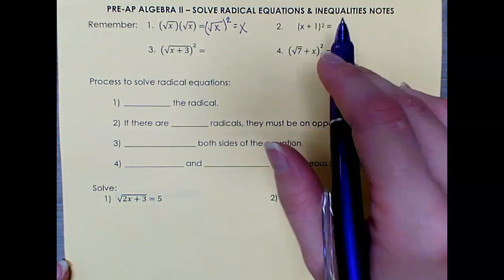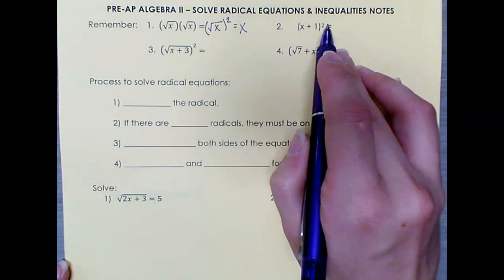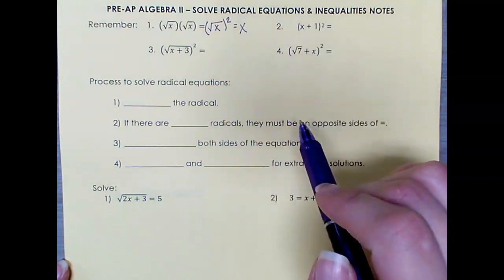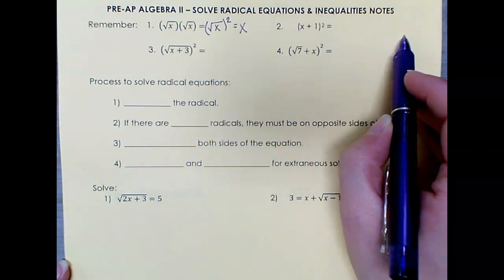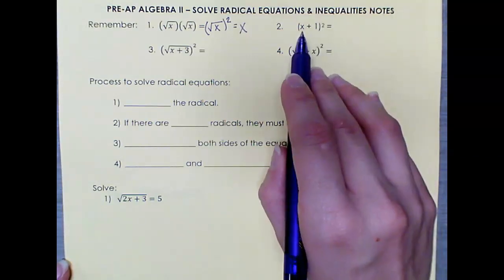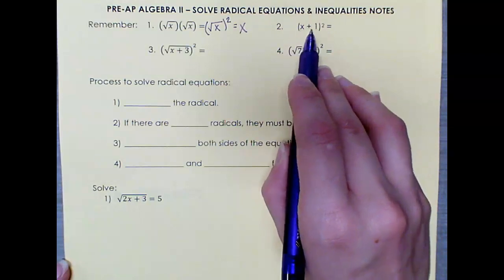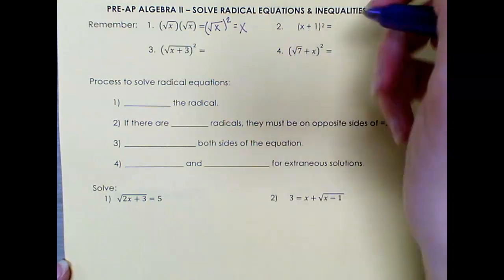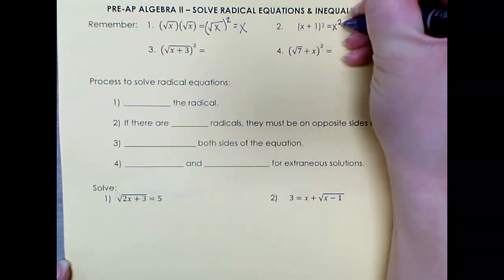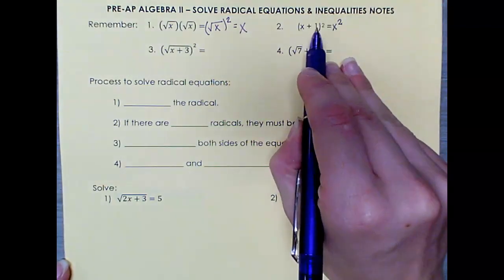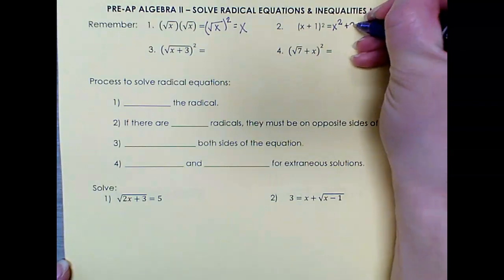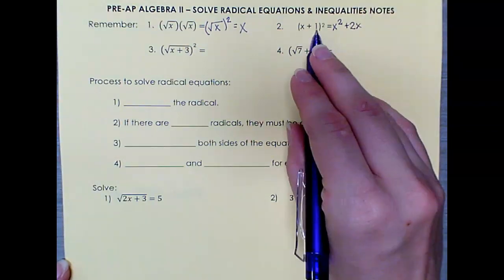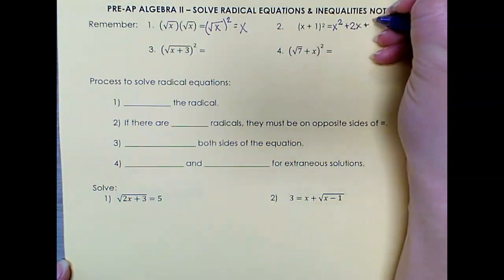Also remember that if you have a binomial squared, then you can use FOIL or the box method to get a polynomial for your answer. So if I were to have written x plus 1 times x plus 1, x times x is x squared. X times 1 is x. 1 times x is another x, so that's 2x. And then 1 times 1 is 1.